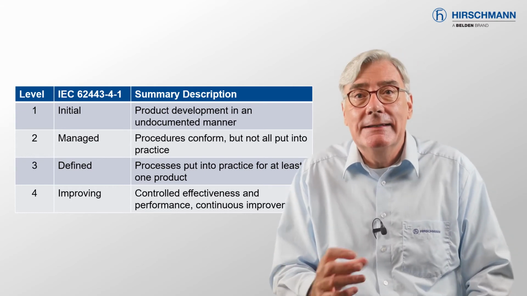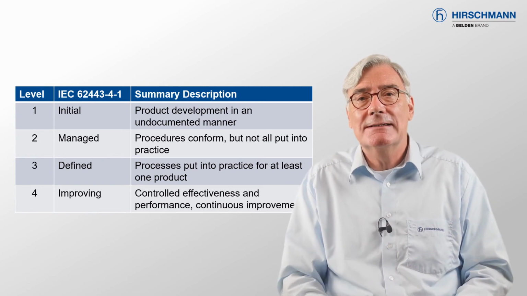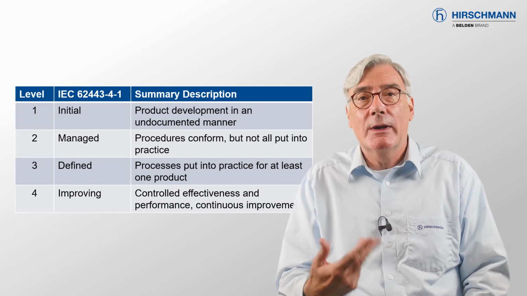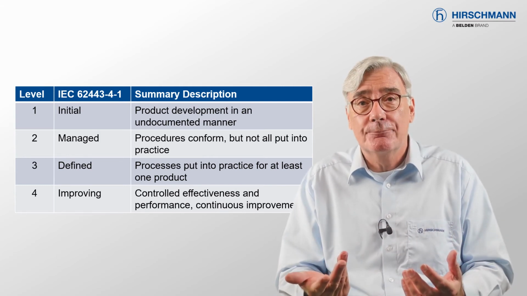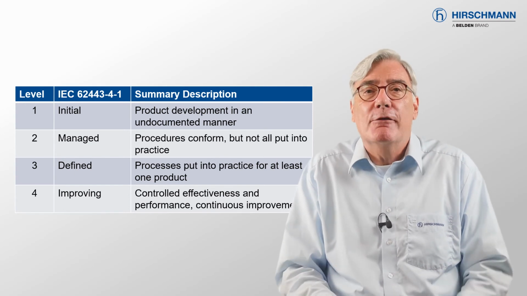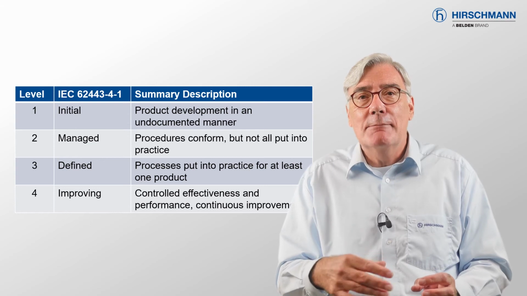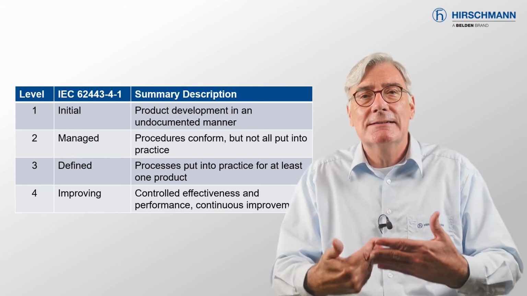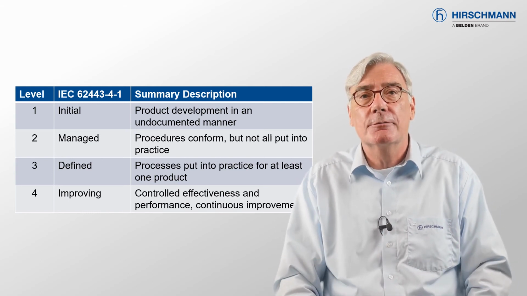Maturity level 3 indicates that a manufacturer has developed and documented at least one product in accordance with the secure development processes. Maturity level 4, the highest level, indicates that the manufacturer has implemented processes of documented self-regulation and continuous improvement.